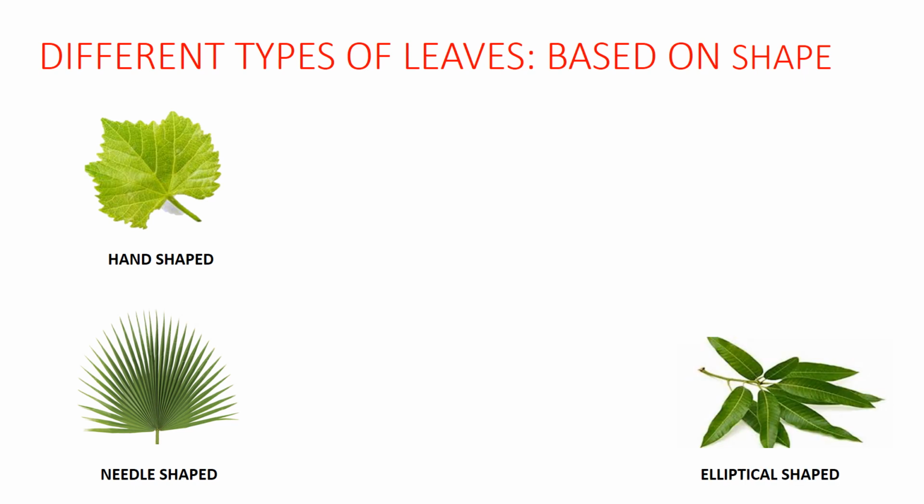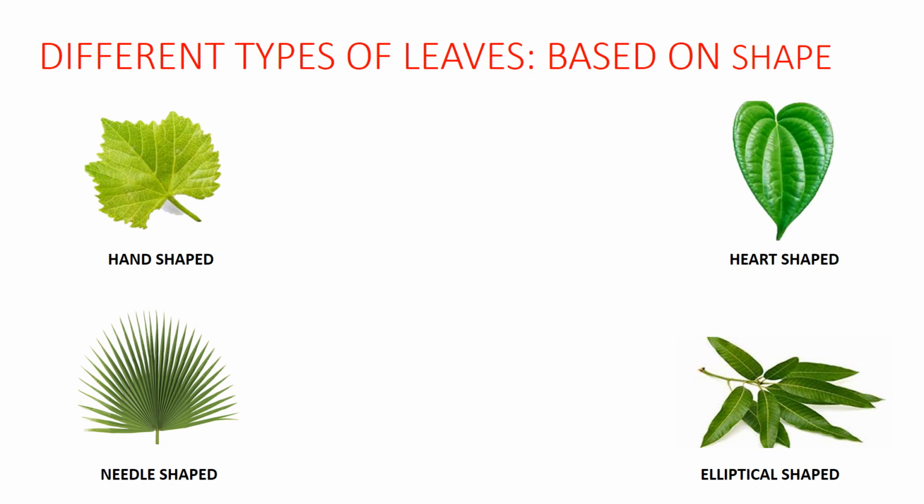Elliptical-shaped leaves, can you guess where we will find them? Yes, you are right. They are found in the mango plant. Heart-shaped leaves, any guesses? Yes, the betel plant has heart-shaped leaves. Round leaves are found in the lotus plant. So you can see there are varieties of leaves according to shape.